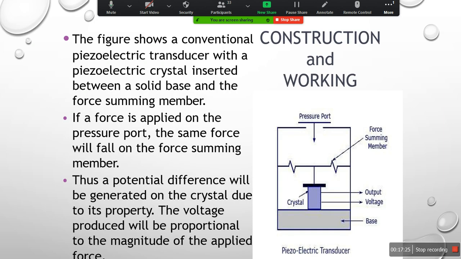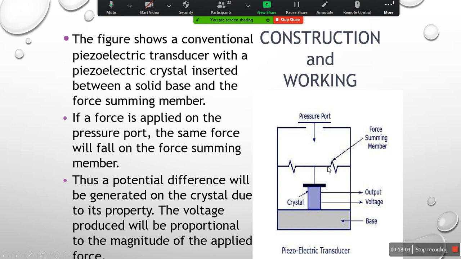Now coming to the construction and working of a piezoelectric transducer, the figure shows a conventional piezoelectric transducer with a piezoelectric crystal inserted between a solid base and the force summing member. You see the diagram here, this is the crystal, attached between a base and the force summing member. So if a force is applied on the pressure port, the same force falls on the force summing member.